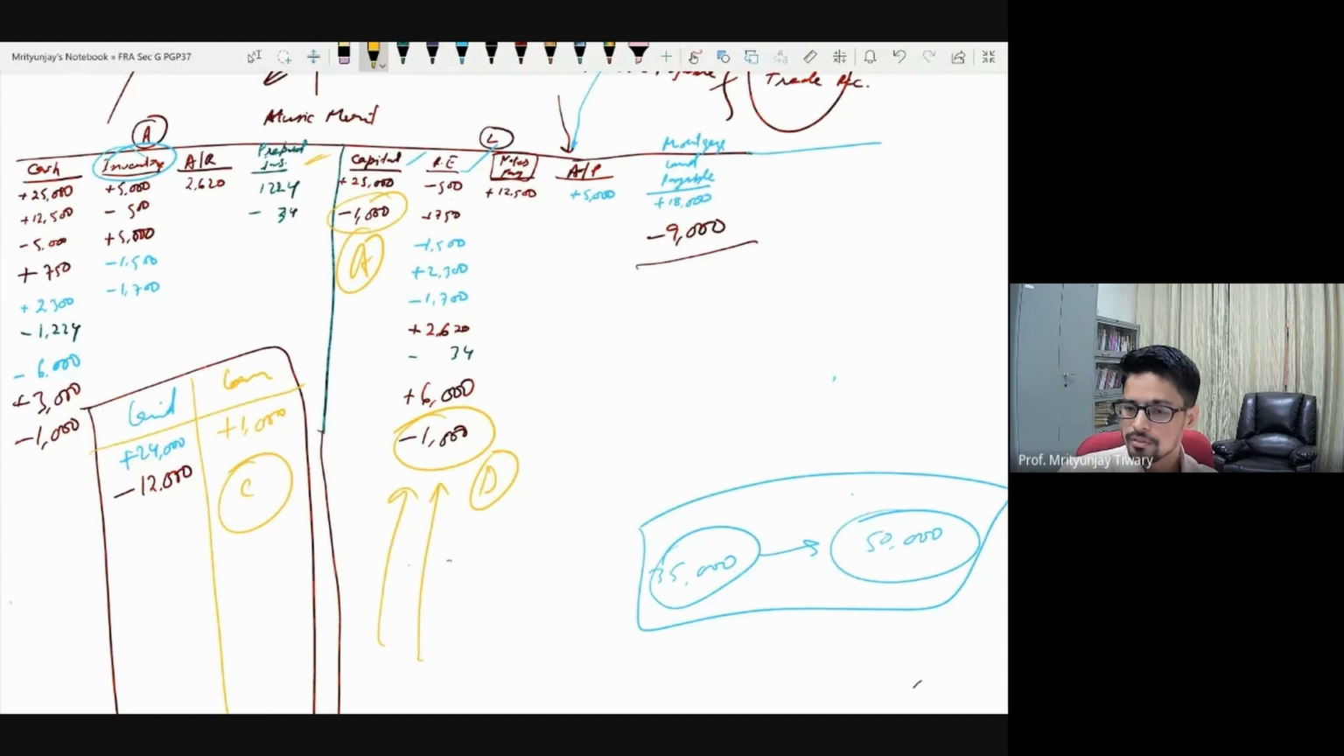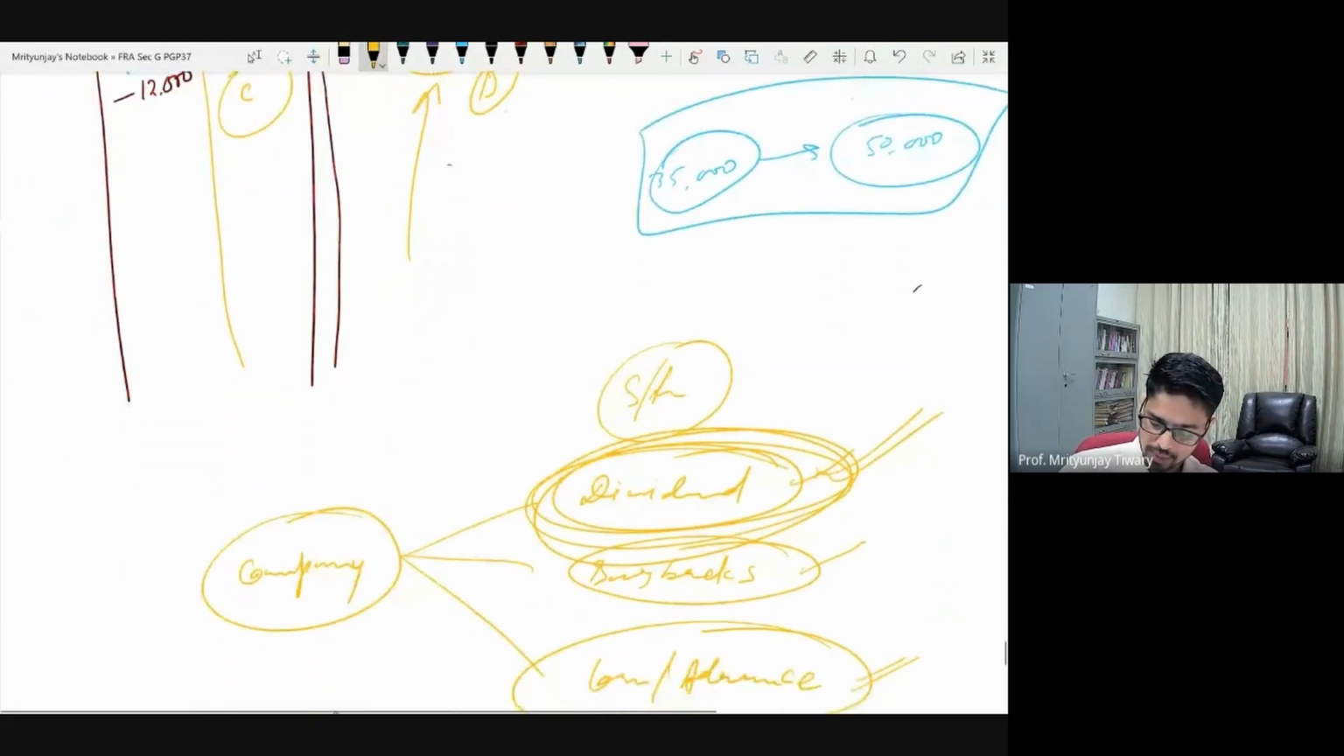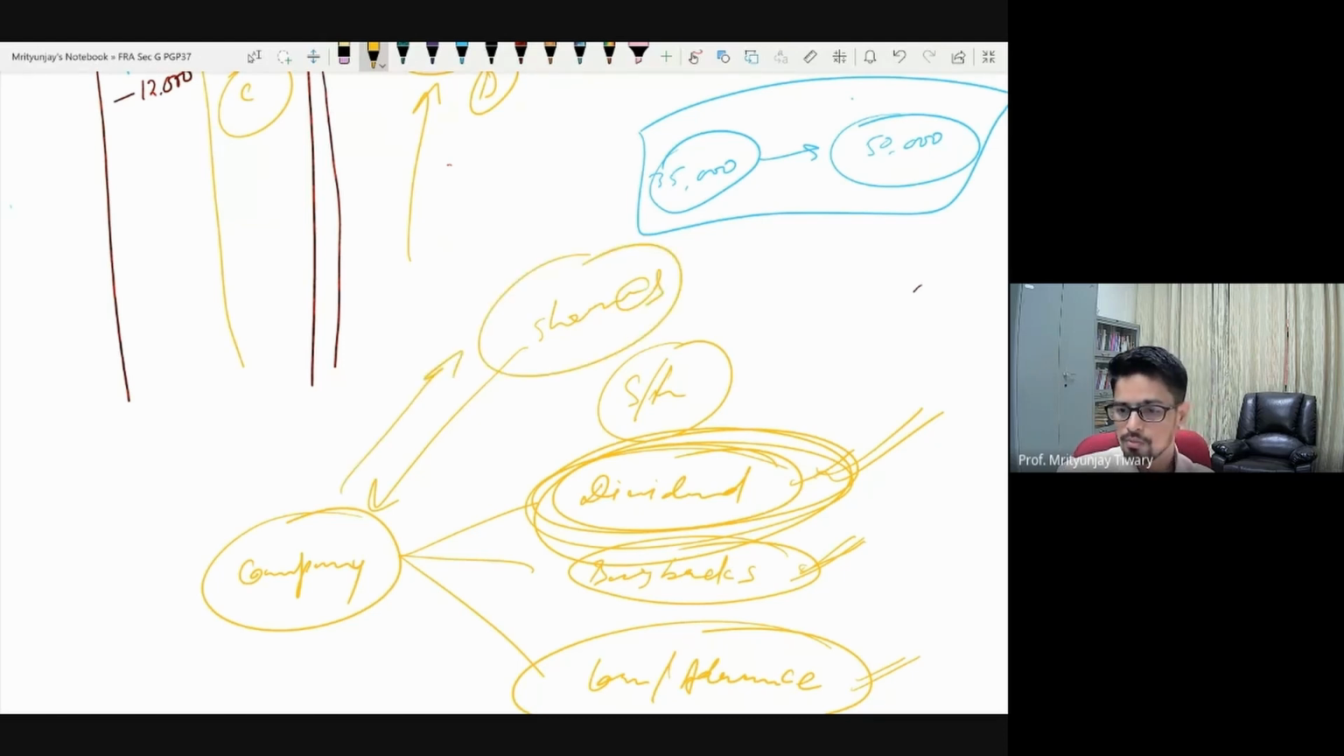Now, if it was a dividend, we knew that we should subtract it from retained earning. What if it was a buyback? Then what would you have done? What is a buyback? In case somebody doesn't know, you go to the company, you surrender your shares, and you get some cash back. That's what a buyback is.